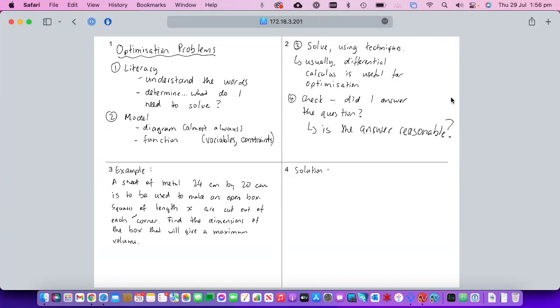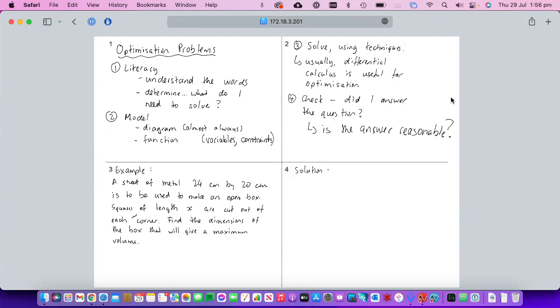Zoe, why is the word open important? Because you don't have a lid. Good. Because if I did have a lid, the shape I'd have to make out of the metal would be more like a T shape, wouldn't it? So that it would have a lid as well. That would radically change what the cutouts would be. So knowing that it's an open box is important.